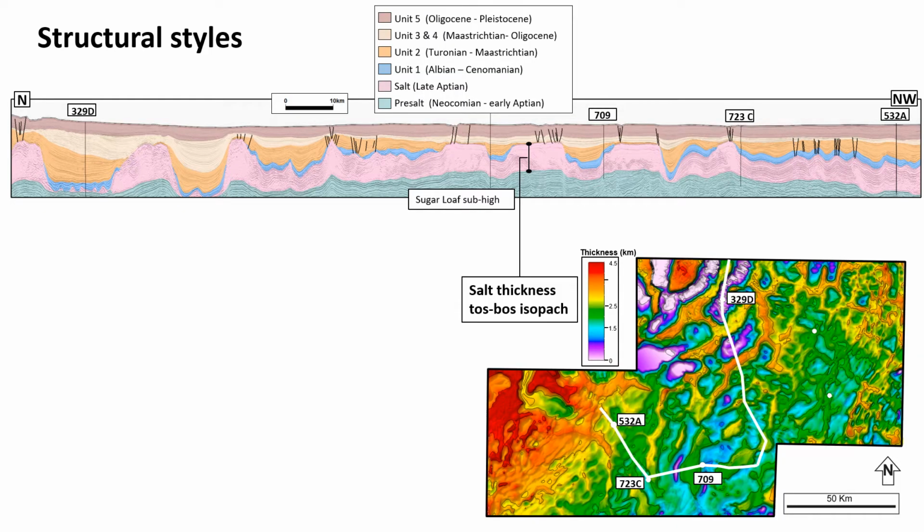This arbitrary line connecting some of the key wells and extracted from the interpretation of the 3D survey highlights intervals interpreted as pre-salt, salt, and some of the post-salt units. The map is an isopach between the depth-converted top salt and the depth-converted base salt. Here, white is thin and red is thick.